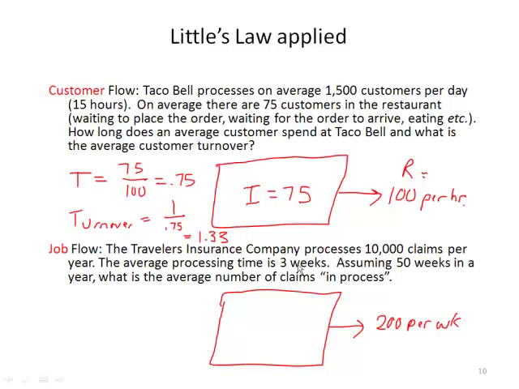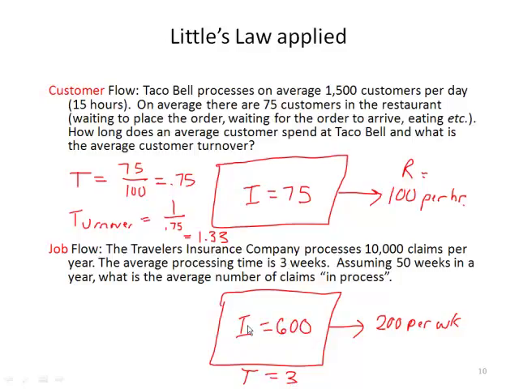Now the average processing time is 3 weeks. So in this case, they're telling us that T is equal to 3. So therefore, what is the average number of claims in process? Well, if they're handling 200 per week and it's taking 3 weeks on average for a claim to get through the process, inventory must be 600.